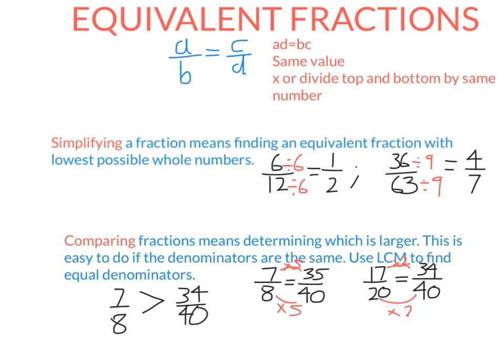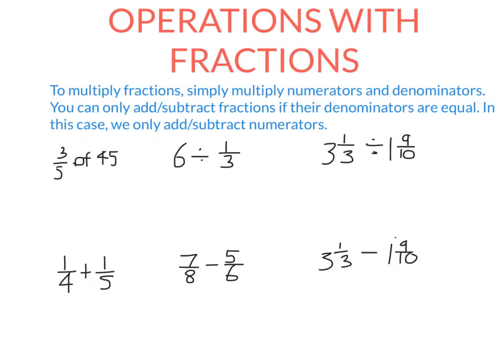Let's now look at some operations with fractions. So, of course, by operations with fractions, I'm talking about multiplication, division, addition, and subtraction. So multiplication is pretty simple. It's a lot easier than adding because you just need to multiply the numerators, which is the top numbers, and multiply the bottom numbers. So remember, of means times. So if I have 3/5 of 45, that's the same as 3/5 times 45.